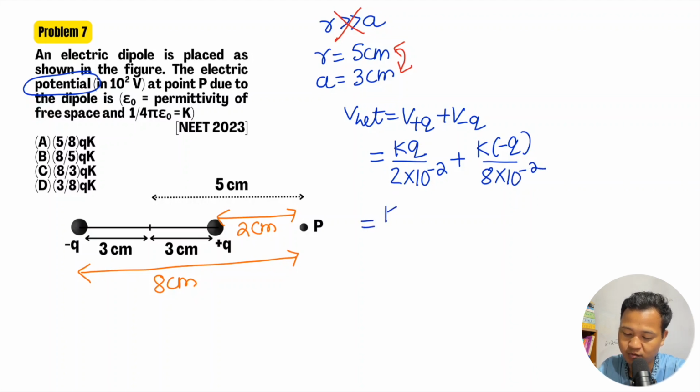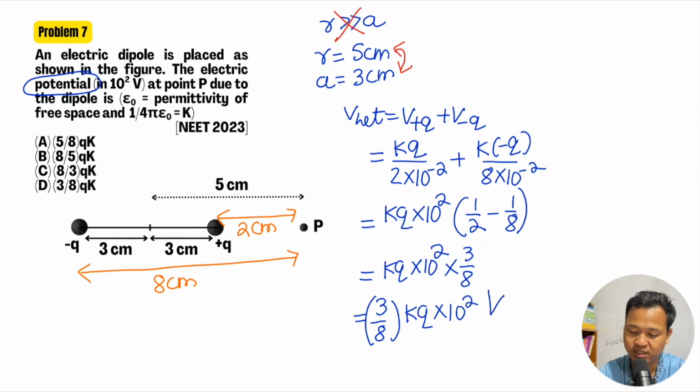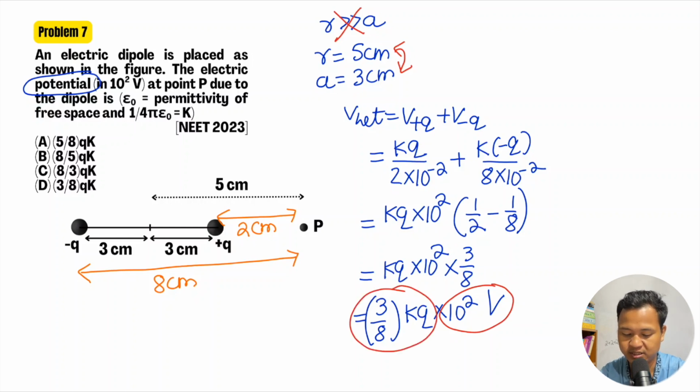Take KQ and 10 power minus 2 common. So I will have 1 by 2 minus 1 by 8, and KQ into 10 power 2. The LCM of 2 and 8 is 8, so 4 minus 1 is 3 by 8. So 3 by 8 into KQ into 10 power 2 volt. The question is in terms of 10 power 2, so this part is the answer. So 3 by 8 is the answer.